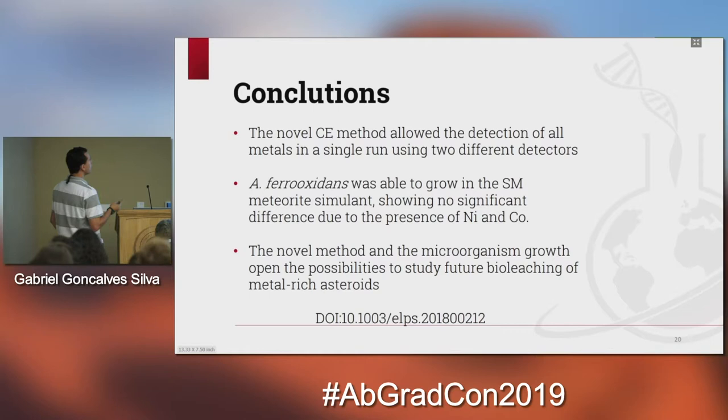First, the novel method of capillary electrophoresis allows us to detect in a single run all the ions that we want to quantify, thinking of growth in space, on an iron asteroid. The bacteria was able to grow in the simulant, showing no significant difference due to the presence of nickel and cobalt. And these two results together make us think more about the possibilities of future study of bioleaching of metal-rich asteroids and maybe what kind of asteroids.